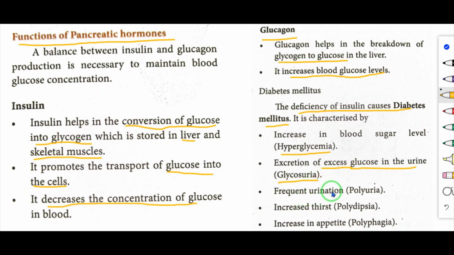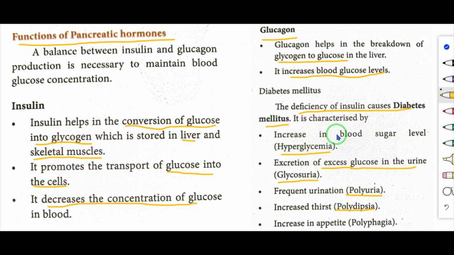Often we feel the need to pass urine. That is known as polyuria. Then increased thirst, polydipsia. The last one, increase in appetite, polyphagia. So these are the symptoms.